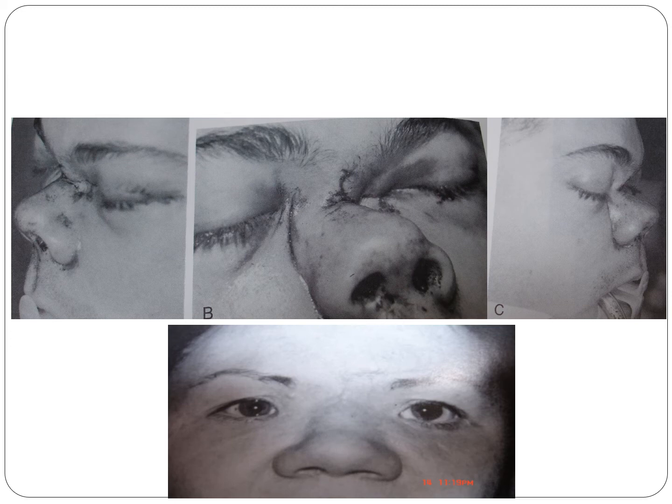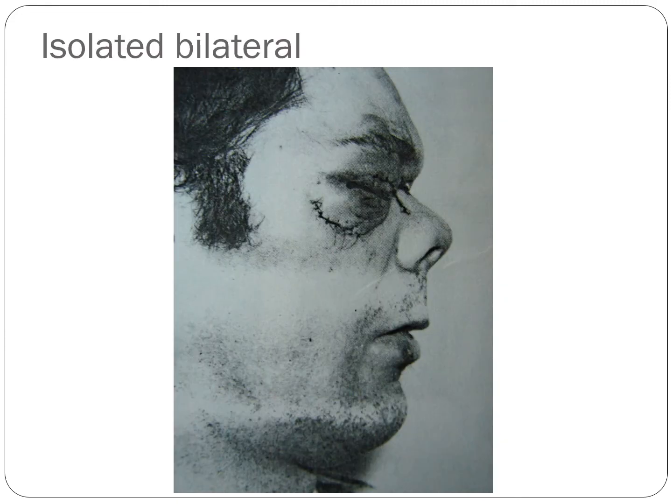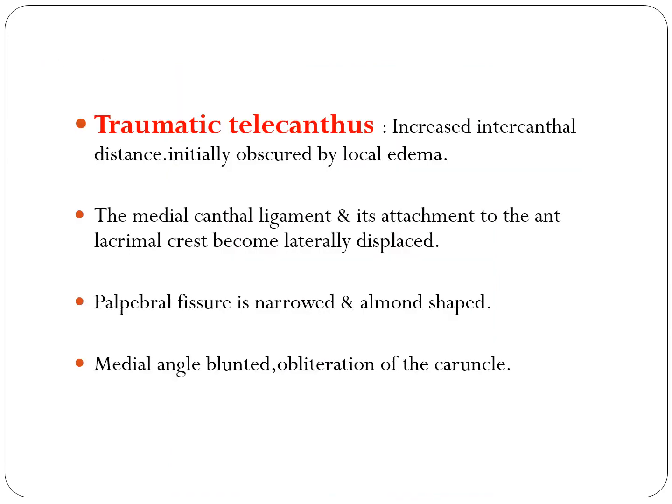And also we can notice there will be diplopia, and telecanthus will be there. These are the most clinical features we can see in the fracture. Traumatic telecanthus, that's very important. It is increased intercanthal distance, initially obscured by the local edema. The medial canthal ligament and its attachment to the anterior lacrimal crest become laterally displaced, and the palpebral fissure is narrowed and almond shaped. Medial angle blunted, obliteration of the concavity.